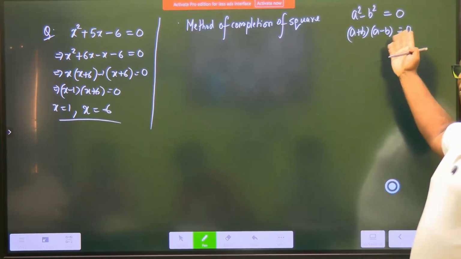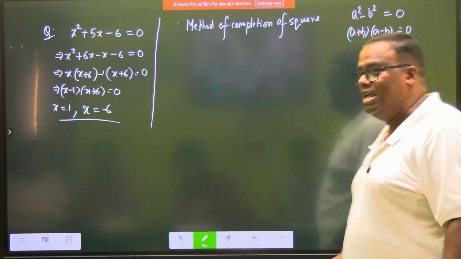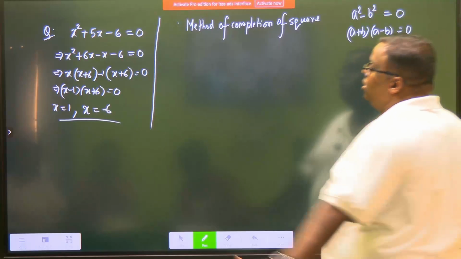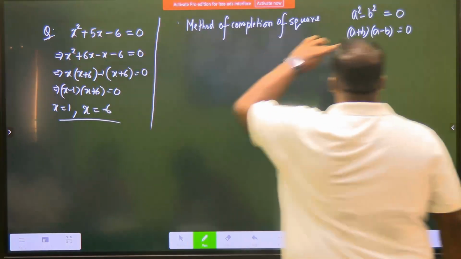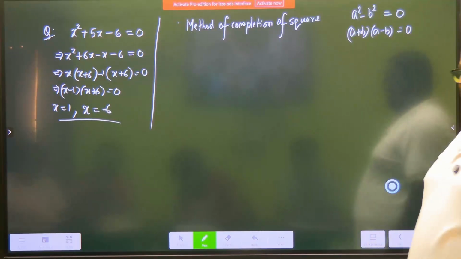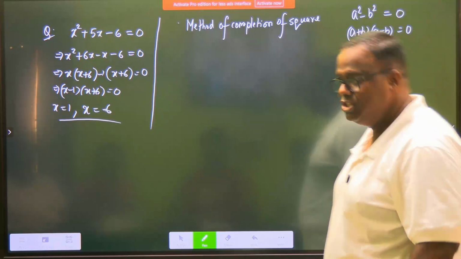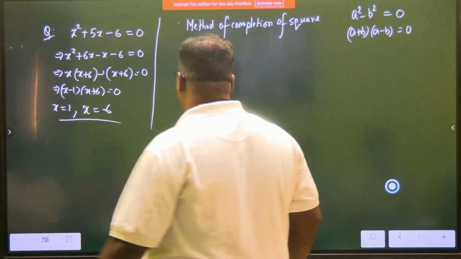Can you then solve it? Either this is 0, or this is 0. That means this particular expression has to be converted to this method. Then only I can do it. Shall we? Acha. Very good.